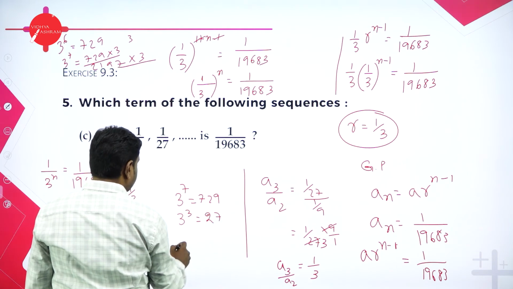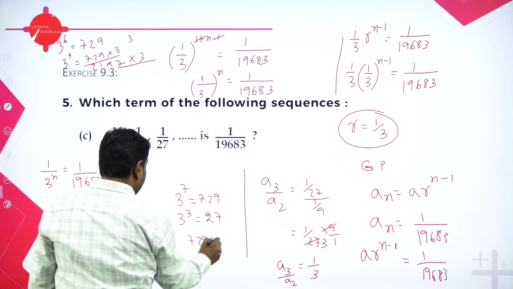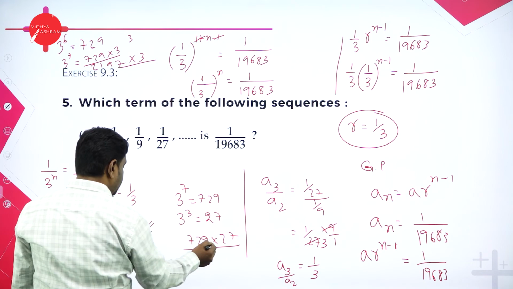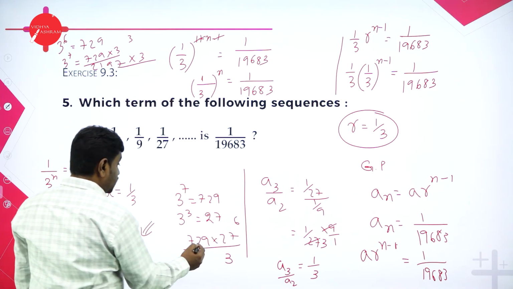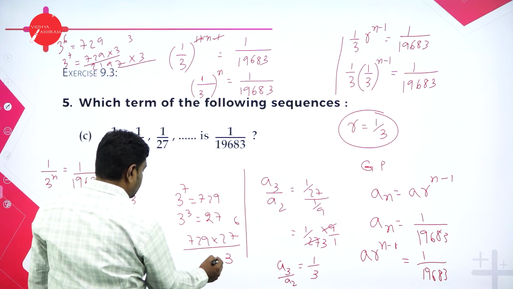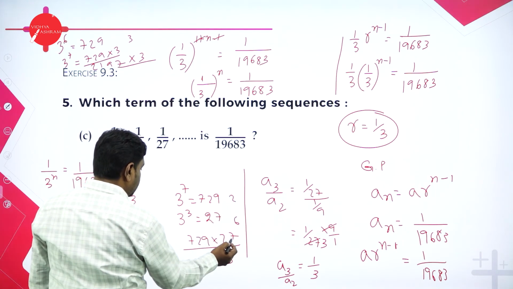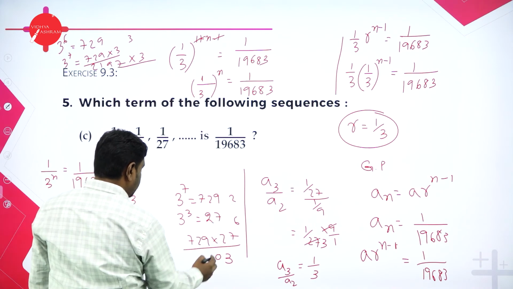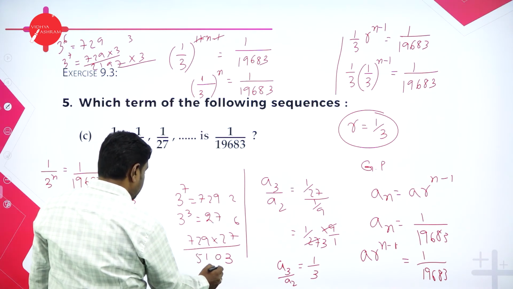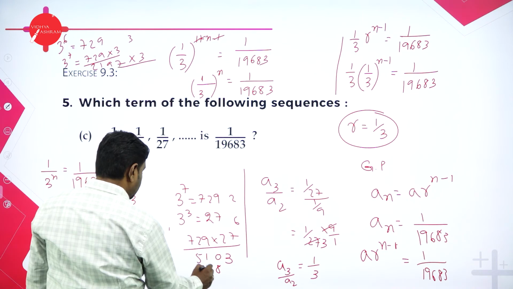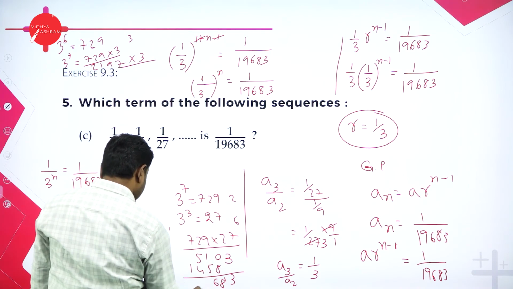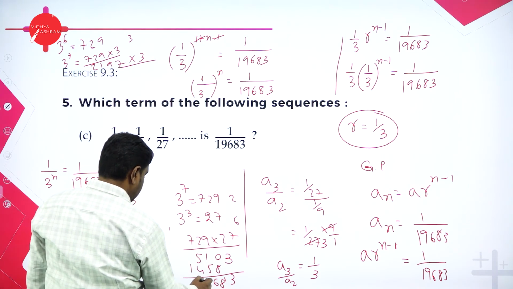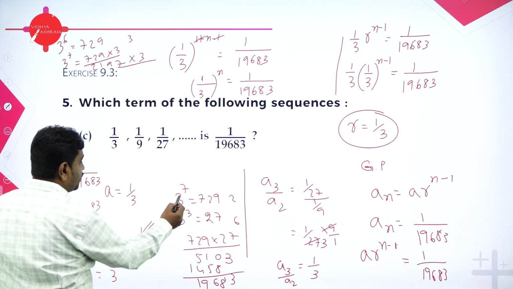I'll multiply these two: 729 into 27. If you multiply, what will you get? You check. 9 7s are 63, 6. 7 2s are 14, 14 plus 6, 20. And 7 7s are 49, 49 plus 2, 51. 2 9s are 18, 1. 2 2s are 4 plus 1, 5. 2 7s are 14. Now we add 3, and it is 8 and 6. Yes, 19683.